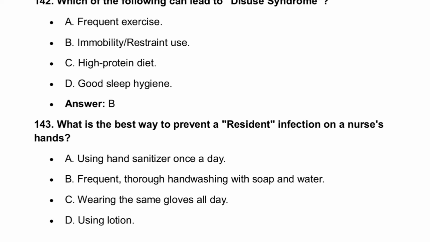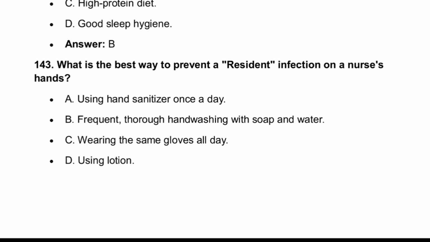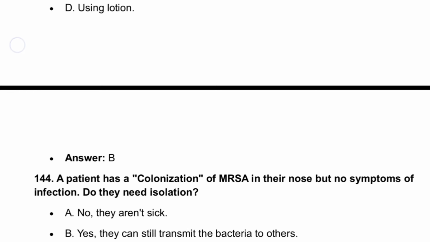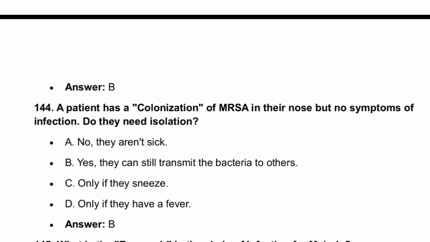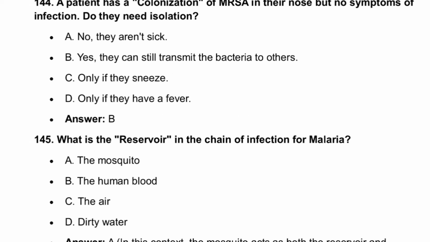What is the best way to prevent infection for nurses' hands? Answer is B, frequent thorough hand washing with soap and water. A patient has colonization in the nose but no symptoms of infection. Do they need isolation? B, yes, they can still transmit the bacteria to others.